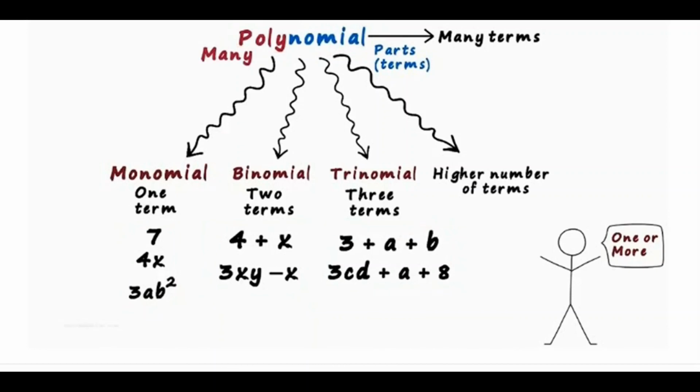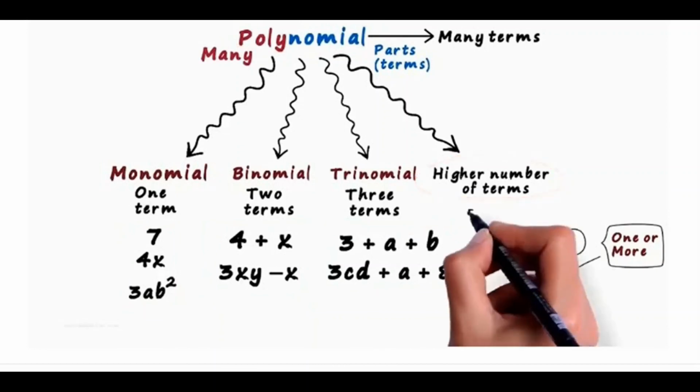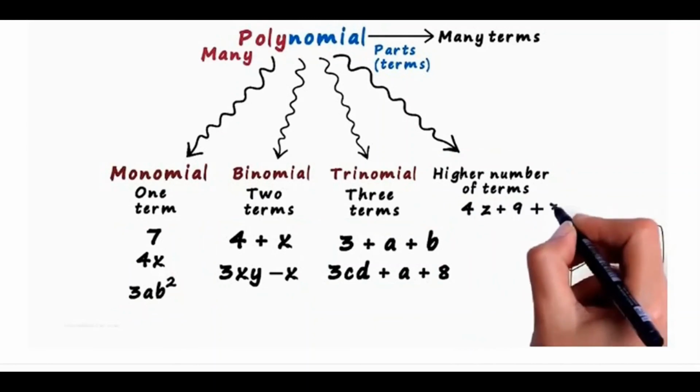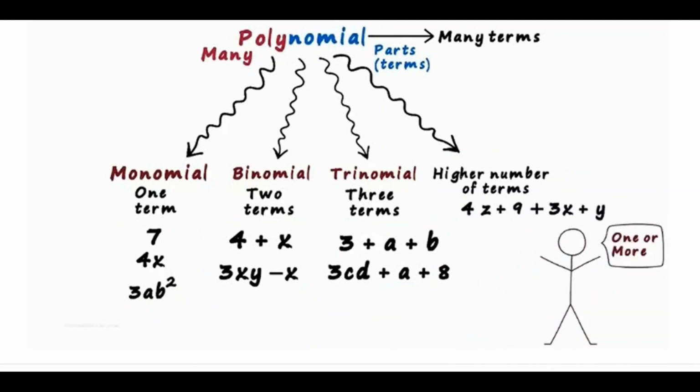And an example of the last type would be 4z plus 9 plus 3x plus y. It has 4 terms in all. So remember, a polynomial is an expression which has one or more terms.